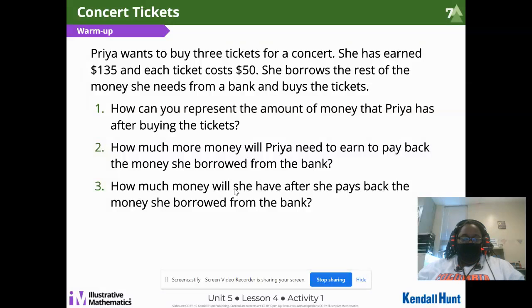And the third question says, how much money will she have after she pays back the money she borrowed? So once we figure out how much she owes the bank and how much she needs to pay back, then the last question is, how much will she have left after she does that?